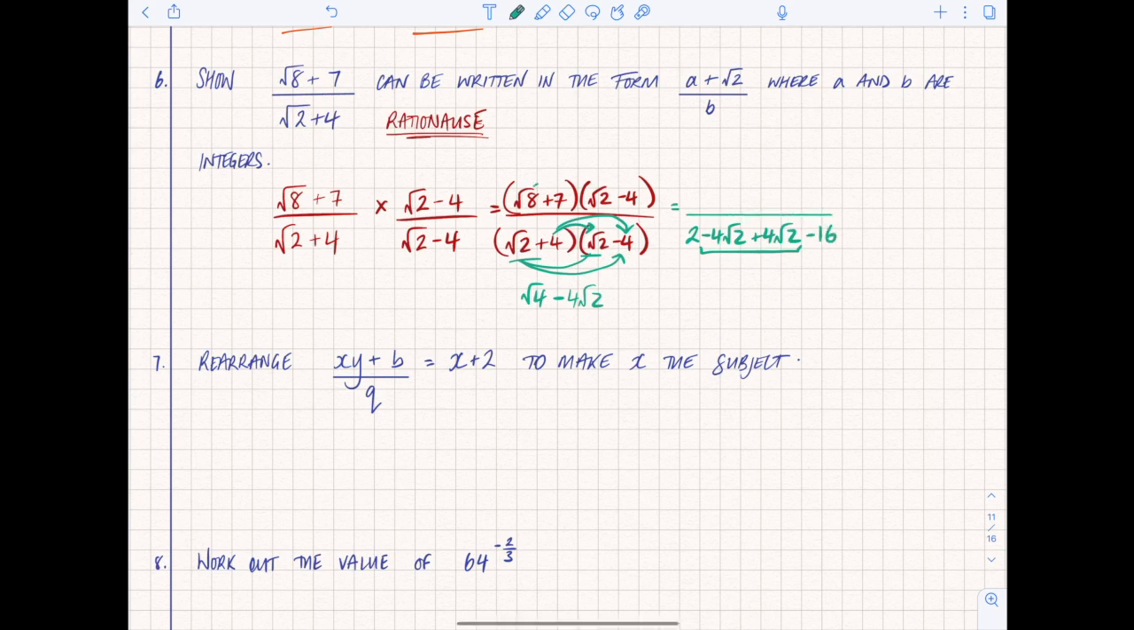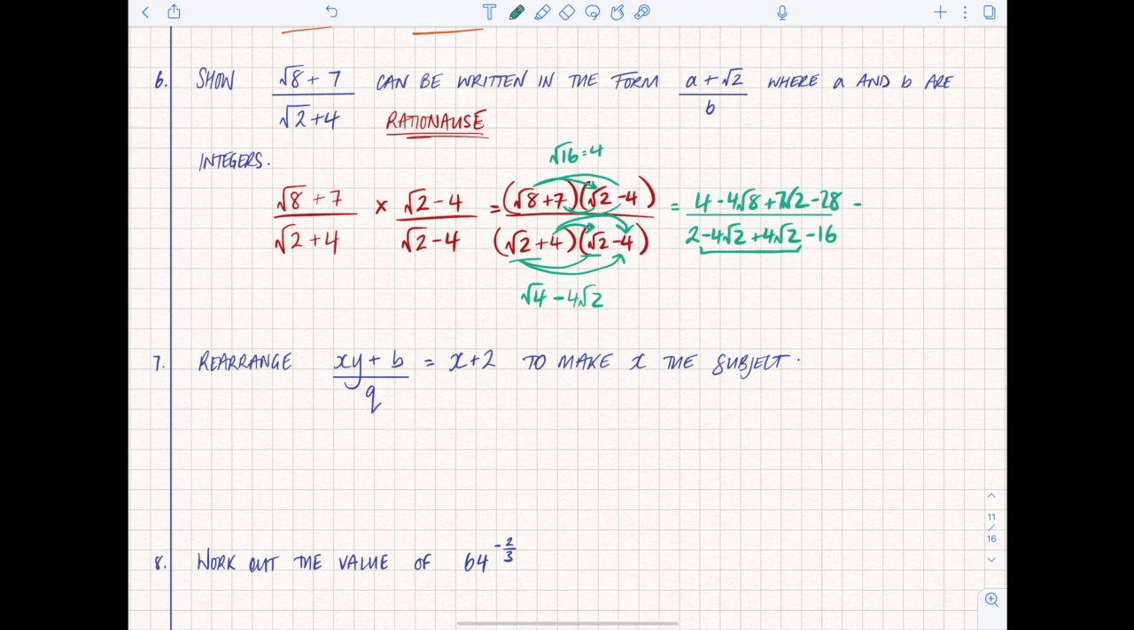Then we do the same for the top. So we're doing root 8 times root 2, which is root 16. Square root of 16 is 4, so that just becomes 4. Then we're doing root 8 times minus 4, which is minus 4 root 8. And then I've got to do 7 times root 2, which is plus 7 root 2. And then 7 times minus 4, which is minus 28.